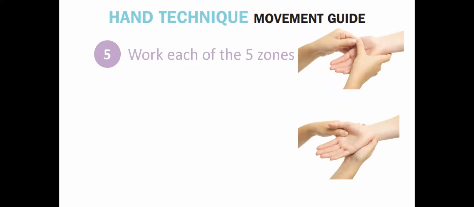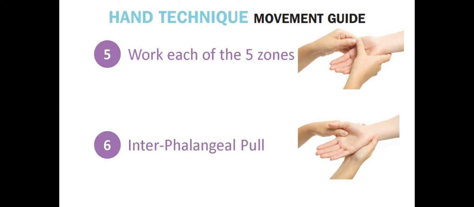Use your thumbs to work through each of the hand's 5 zones. Beginning in zone 1, place your thumbs at the top of the recipient's hand close to the wrist and, alternating, work thumbs down the entire length of zone 1 to the tip of the finger. And you're going to repeat this procedure for all 5 zones.